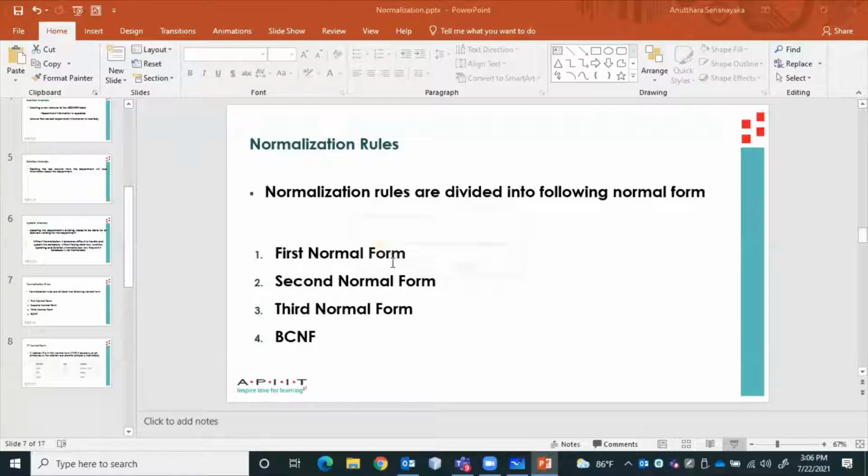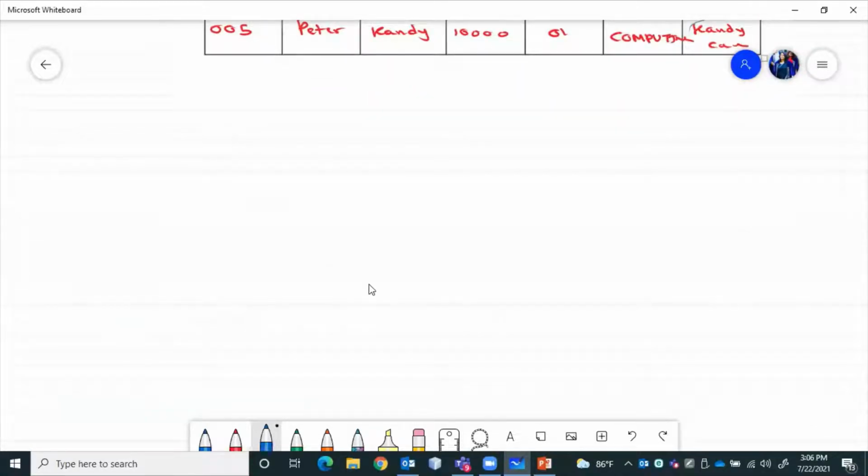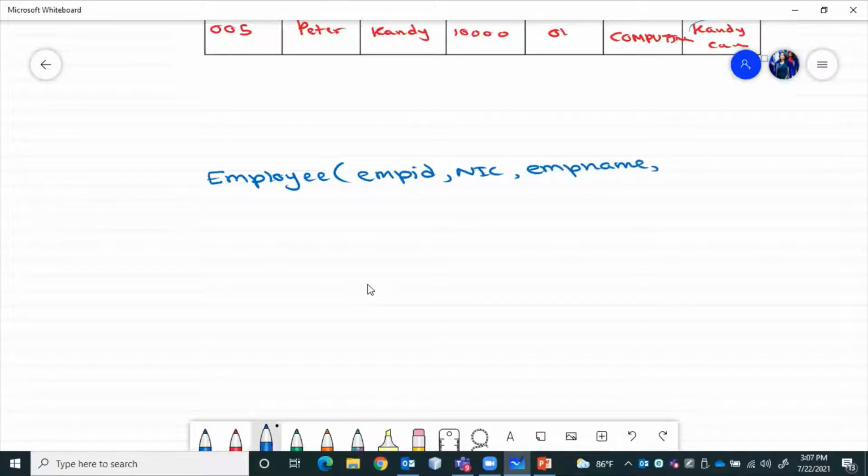Okay, let me take the whiteboard. Let's say we have a relation called employee. We have EMPID, employee ID, and NIC, the national identity card, and EMP name, employee name, and EMPH. Let's say this is the relation. And here, these two are the primary keys. The DBA can decide what primary keys you're going to include, so here I have selected these two primary keys.